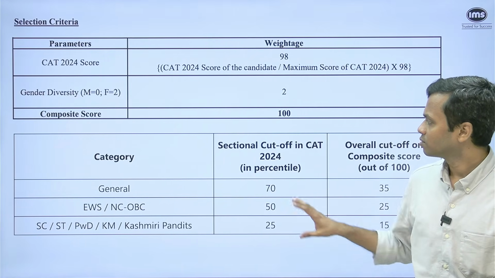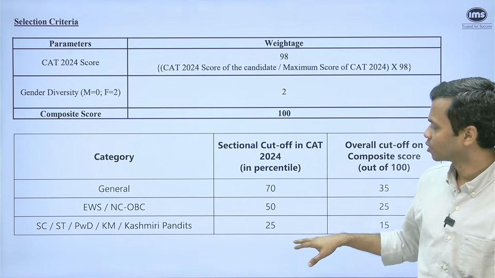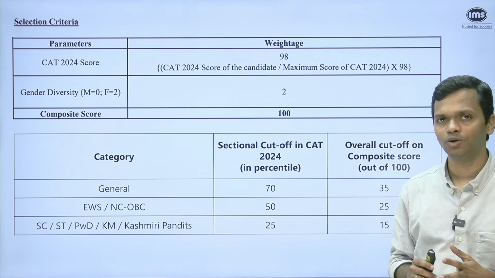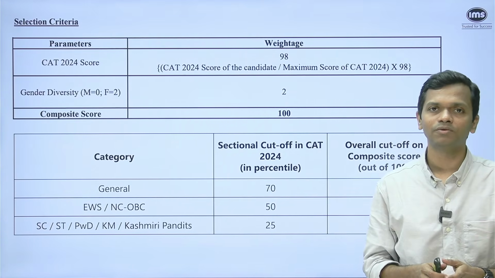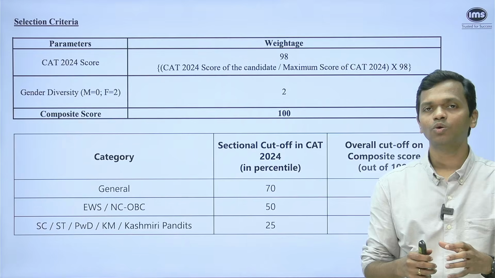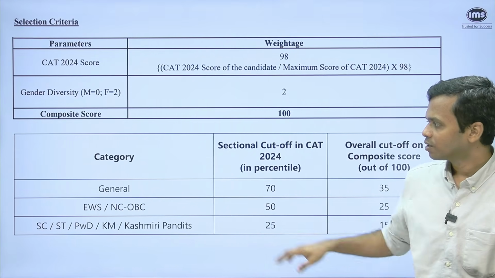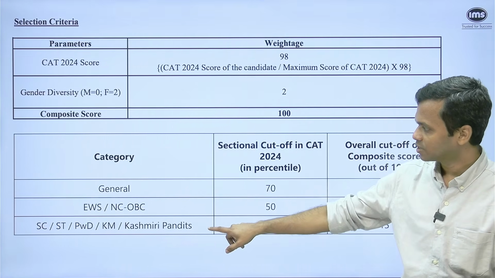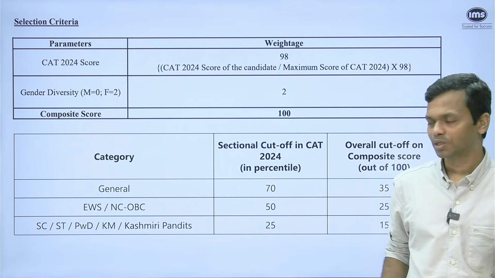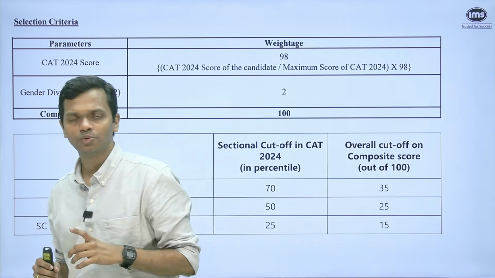Now, if you look at the sectional cutoffs, and again, this is from last year. If you look at in terms of percentile, what was the sectional cutoff that was required? For general, it was 70 percentile. So you need to have minimum 70 in each of the sections. It's not only the overall that matters, but also the sectional. So when you look at EWS and NCOBC candidates, that requirement is 50 percentile. And for SC/ST, PWD, KM and Kashmiri Pandits, that is 25. So sectional cutoff is the first hurdle to clear.